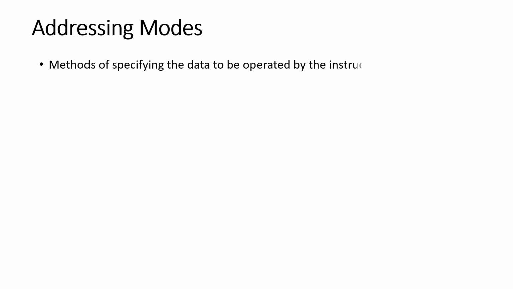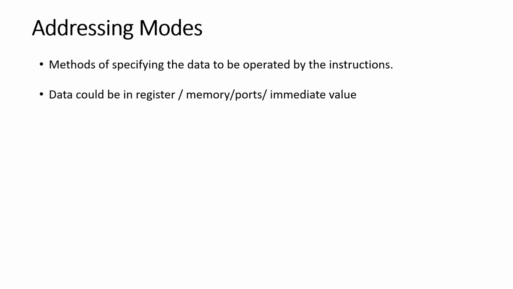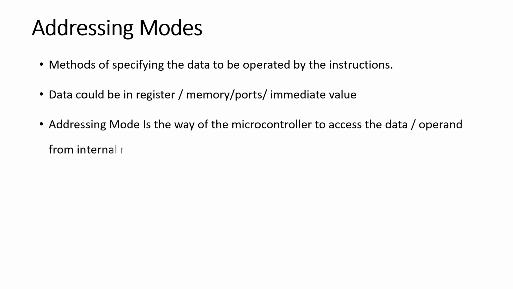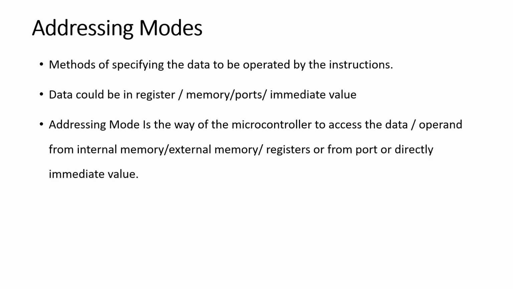Now we are moving towards the main part of this video, that is addressing mode. What is the addressing mode? It is the method of specifying the data to be operated on by the instructions. Data could be in a register, memory, ports, or it may be an immediate value. So addressing mode is the way the microcontroller accesses the data or operand from internal memory, external memory, registers, or directly as an immediate value.